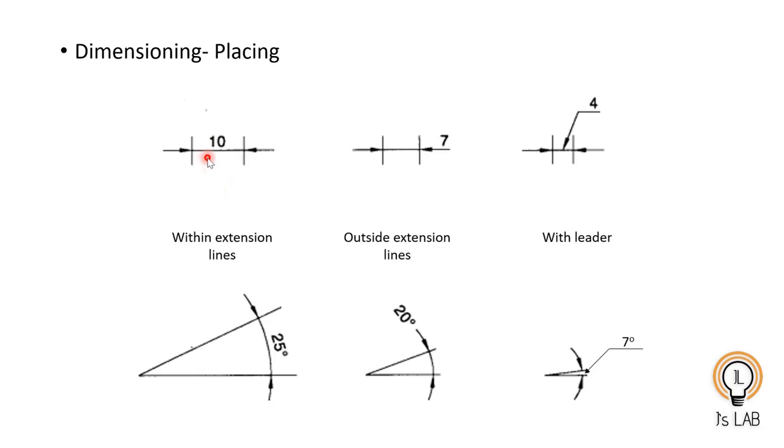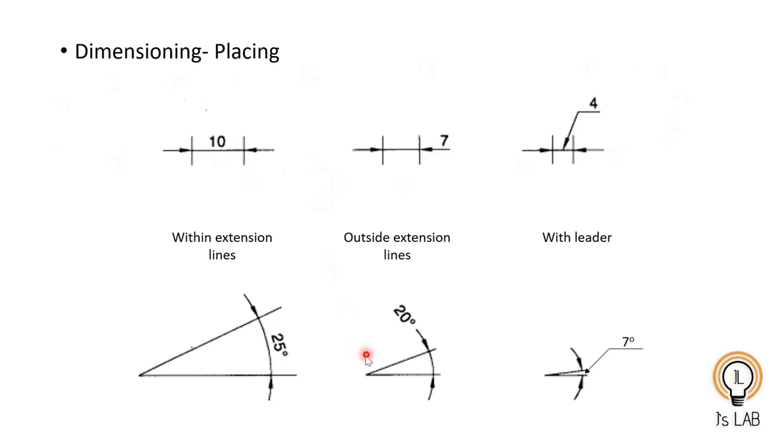So if the space is very less, you can follow this one. That means the arrowhead should be outside and the dimension inside. Or if the area in between is very less, then you follow this arrow and, above and outside, you can write 7, or you can put a leader line and write 4 mm if it is very small. So you can follow any of these.